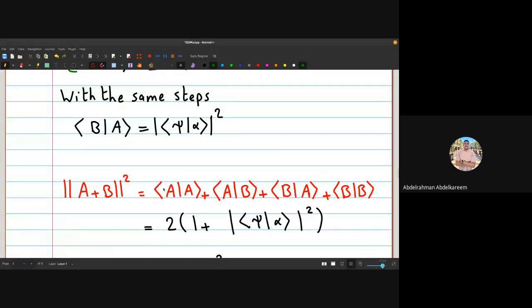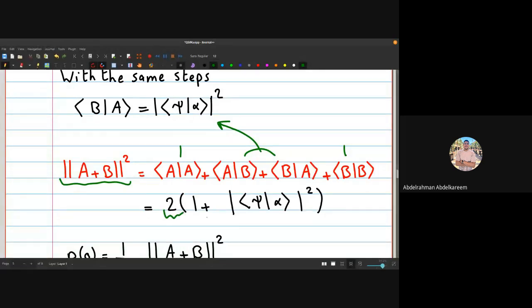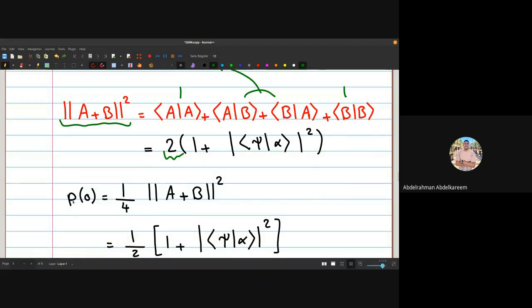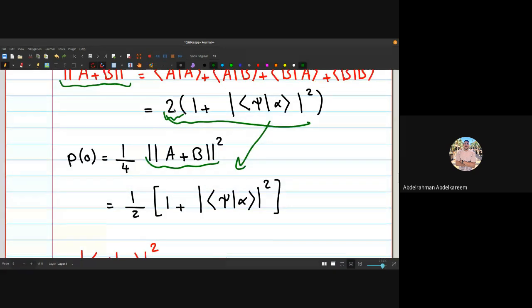We will use this information to get the norm of A plus B. A, this is 1, this is 1, and this is this value. So we take 2 as a common factor, and it will be 1 plus the magnitude squared of the inner product psi alpha. And we knew that the probability of 0 is 1 over 4 of this norm. So replace this norm with this whole term. It will be 2, and 1 over 4, it will be half, and this whole term.